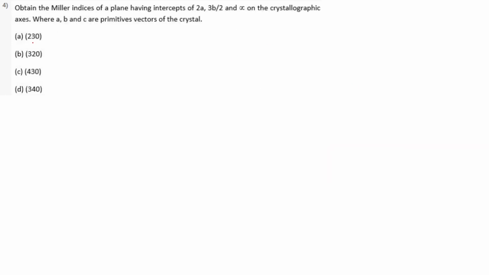Obtain the Miller indices of a plane having intercepts of 2a, 3b by 2 and infinity on the crystallographic axes, where a, b, c are primitive vectors of the crystal. Okay. So it's a very easy problem. Intercepts will be 2a, 3 by 2 and infinity. So take the reciprocal and simplify it. You will get the answer. Please write the answer in the chat box.